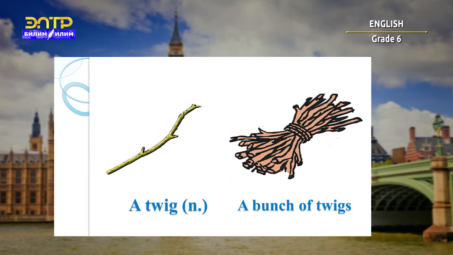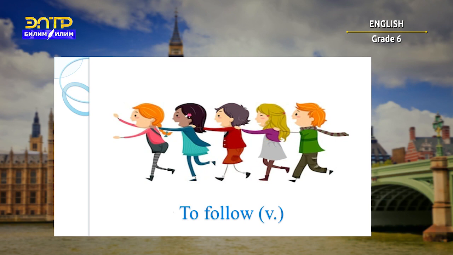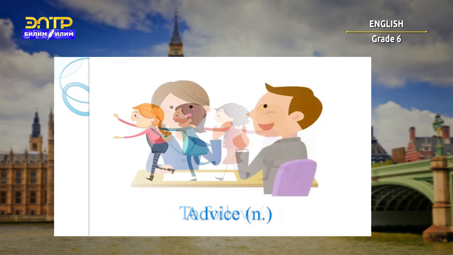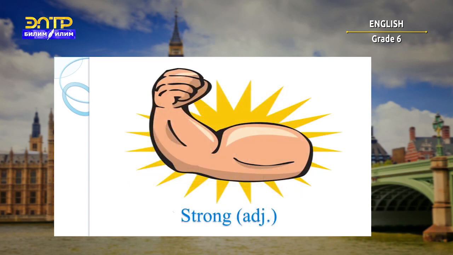Let's learn new vocabulary. Listen carefully and repeat the words after me aloud. The first picture is a twig. A twig. A bunch of twigs. Unity. To follow. Advice. Strong.